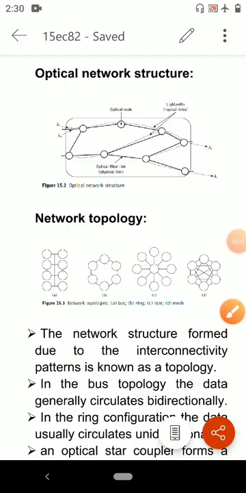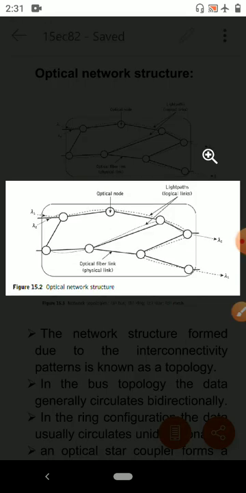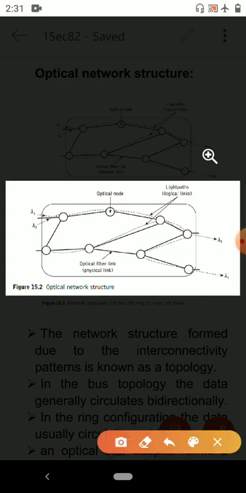Hello students, in this video I am going to discuss optical network structure and network topology. First one, optical network structure. Okay, the figure shows the structure of a simple optical network. It consists of optical nodes interconnected with optical fiber links. See here, this is an optical node.